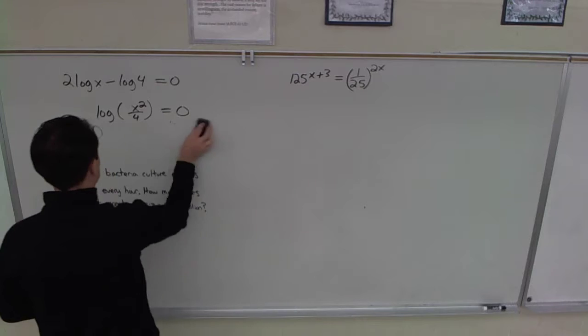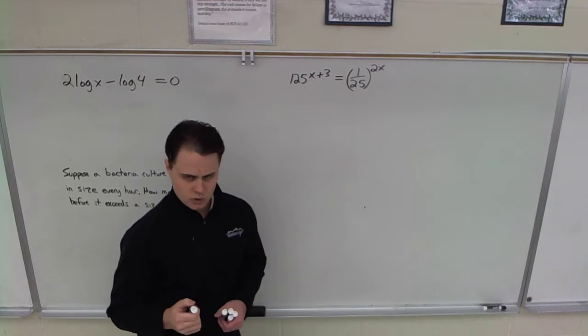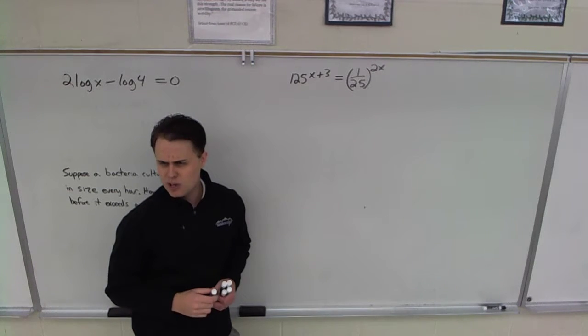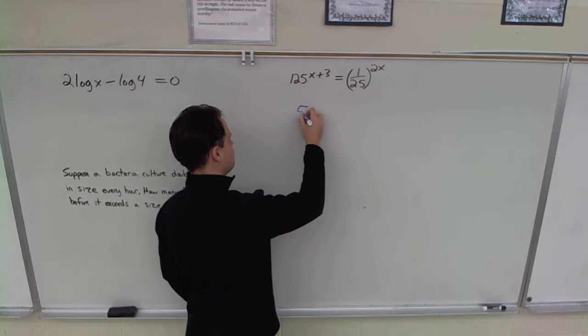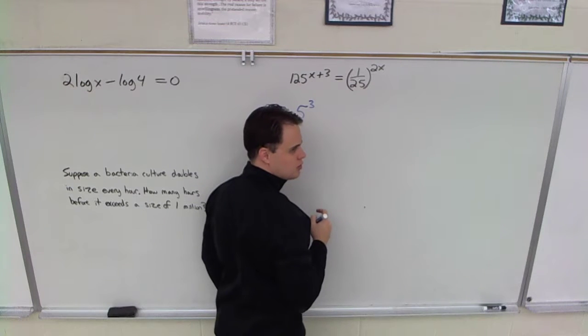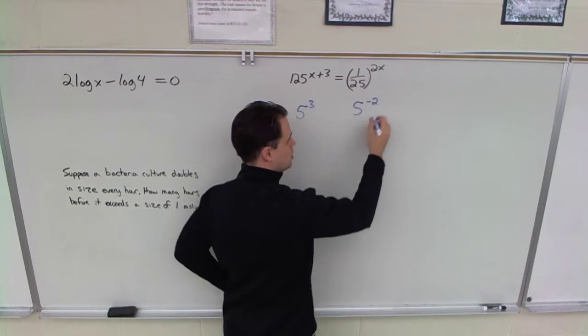Let's look at the second one. So I think the easier way to do it is to recognize 125 and 1/25th are relatives. They're both powers of 5. Yeah, that's the easier way to do this one. In fact, 125 is 5 cubed, and 1/25th is 5 to the negative 2nd power.